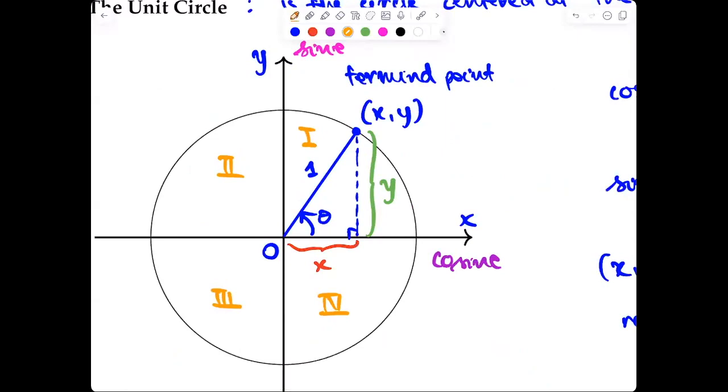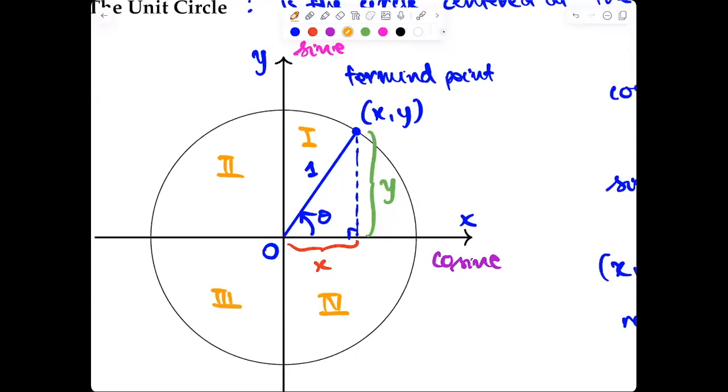Now move on to the second quadrant. X is negative and y is positive. That means cosine in the second quadrant is negative and sine in the second quadrant is positive. You good? Move on to the third quadrant, x and y are both negative. So cosine is negative, sine is negative. In the fourth quadrant, x is positive, y is negative. Similarly, cosine is positive, sine is negative.